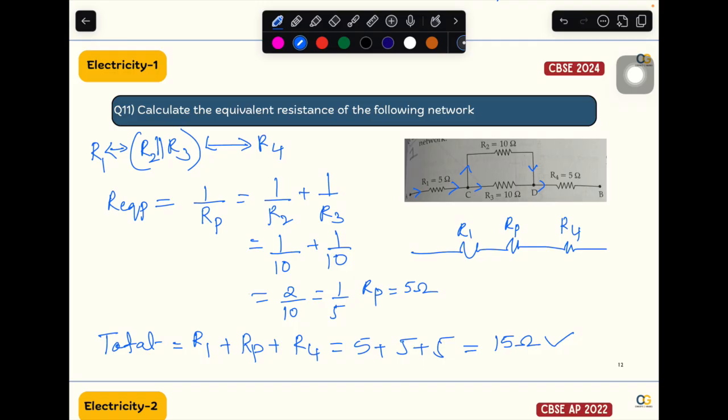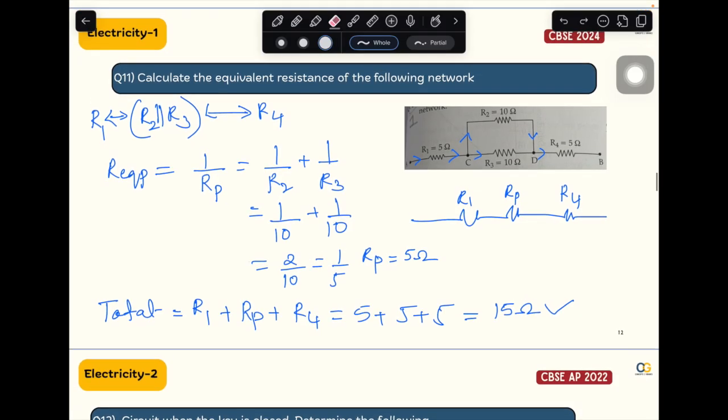Use current. This is a simple circuit. You will go wrong if the circuit is even a bit twisted. So if it comes for 3 marks and it's twisted, it will be scary. So just use current. It's the safest method.